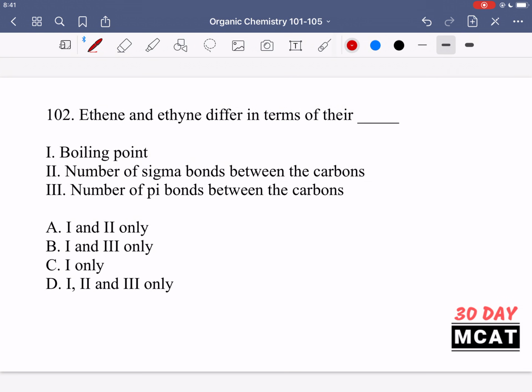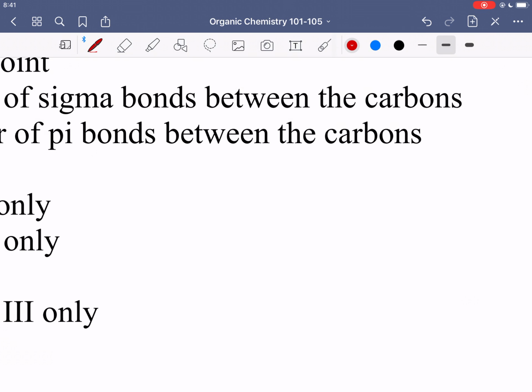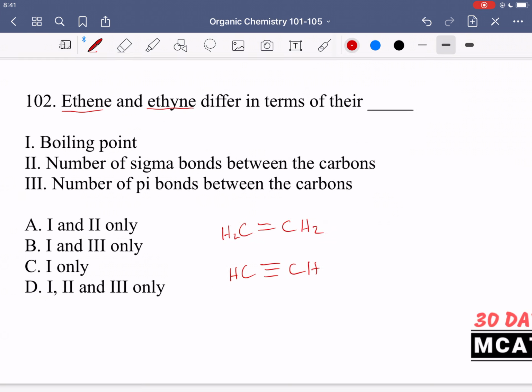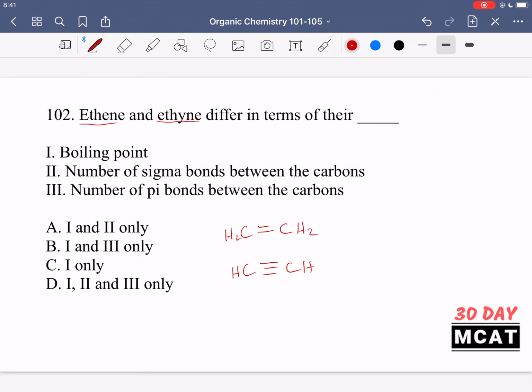In question 102, it says ethene and ethyne differ in terms of their blank. So we're talking about ethene and ethyne, which means we are talking about a double bonded molecule with 2 carbons, and then a triple bonded molecule. The Eth tells us that we have 2 carbons, and then ene and yne tell us how many bonds we have between them. So these are the 2 molecules that we're talking about. The main thing which differs is that additional bond in the ethyne.